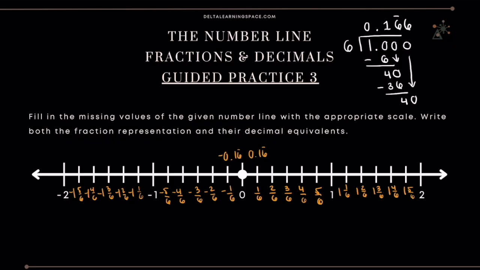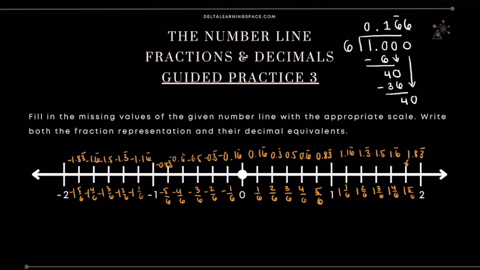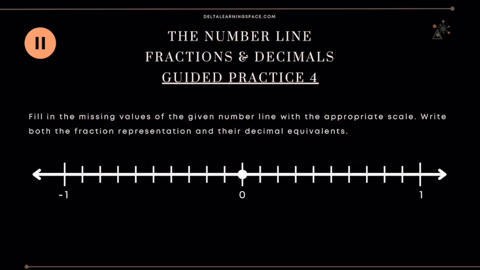So the rest of the conversions I've already done, so I'm just going to write those in. And then I do want to point out that here we won't have any repetition in our decimal, and that's because 3/6 is equal to a half. Now take a moment and pause the video. Write in the missing values of the given number line with the appropriate scale in both their fraction and decimal form.